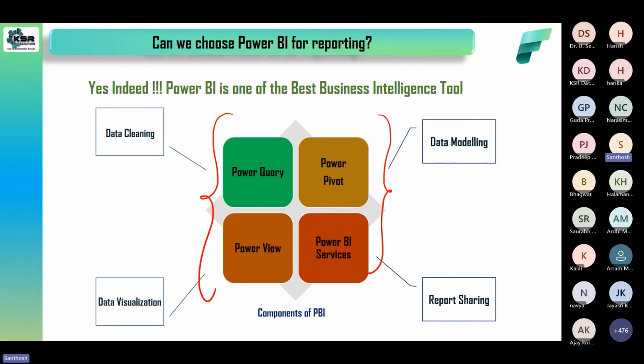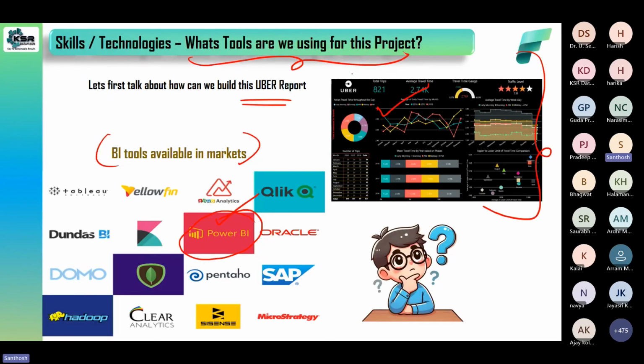We have 4 components in Power BI. One is specifically for data cleaning. One is specifically for data modeling. Data modeling is arranging, organizing it. One is specifically for visualization, and one is for sharing the report to someone. Now, these 4 components internally are running the show. Within Power BI, we have 4 important things: Power Query, Power Pivot, Power View, and Power BI Service. These 4 components within your Power BI are what help you to do a report like this.